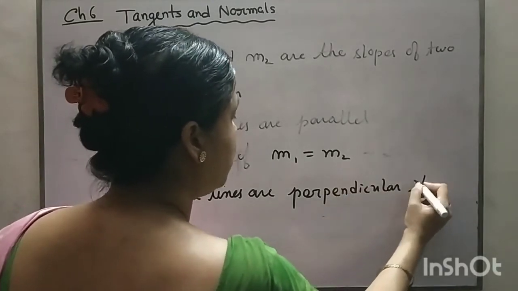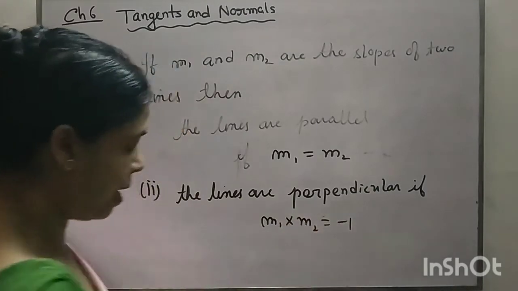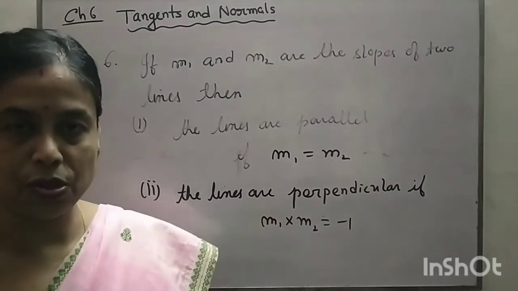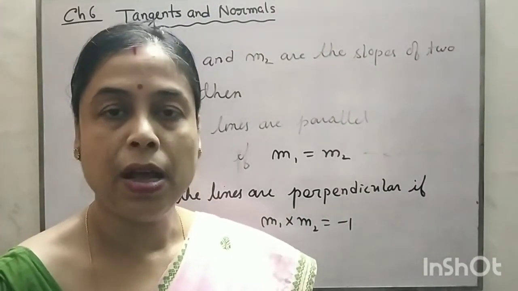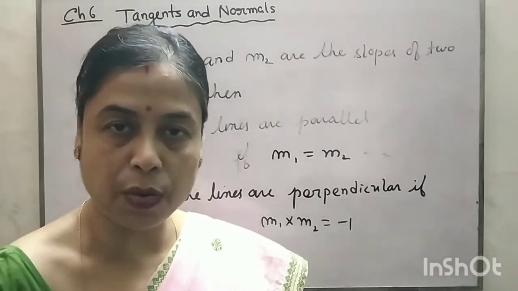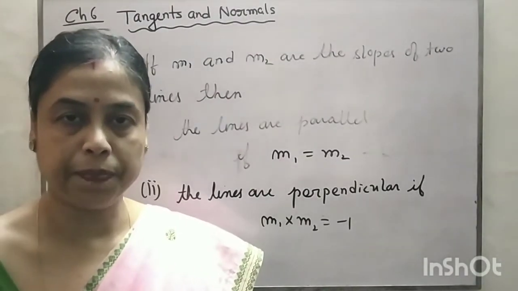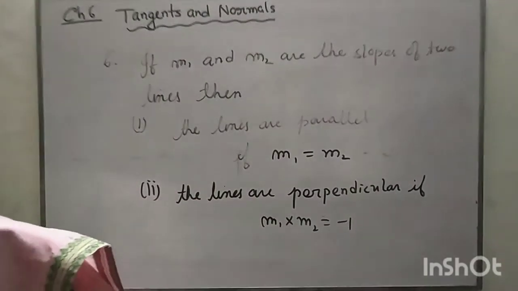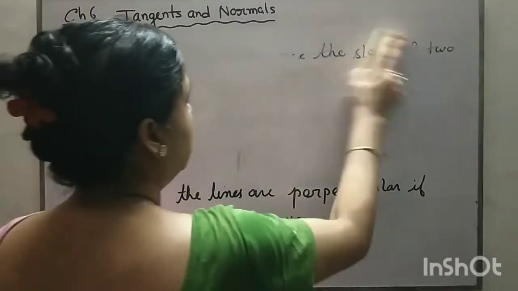Under what condition? If the product of the slopes equal to -1. So try to remember these two results also. Two lines are said to be parallel when their slopes are equal, and two lines are said to be perpendicular when the product of the slopes equal to -1. Okay? Now you have to go to the next number 7 result.